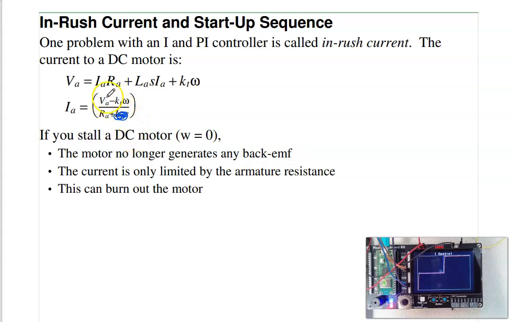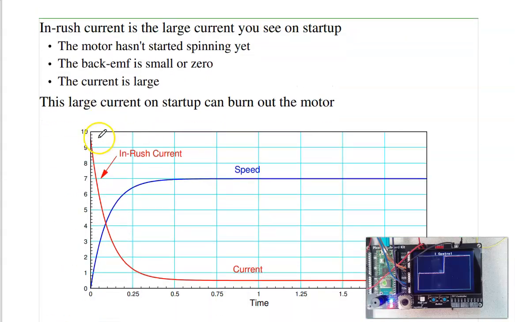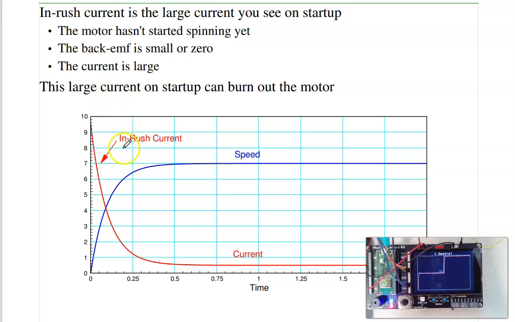When the motor spins, the back EMF limits the current. On startup, however, omega is 0, so this term's not there, I can get a really large current on startup. That's called inrush current. That inrush current can burn out your motor. And what that looks like is if I apply a step input, here's the speed of the motor. Initially the speed is 0, so we got a large current. As the speed goes up, the back EMF increases by KT omega, the torque constant. That helps to limit the current. I'm always left with a little bit of current. That takes up the losses in the motor.